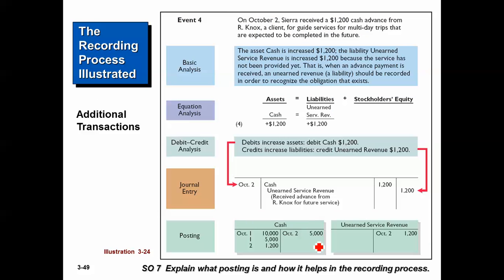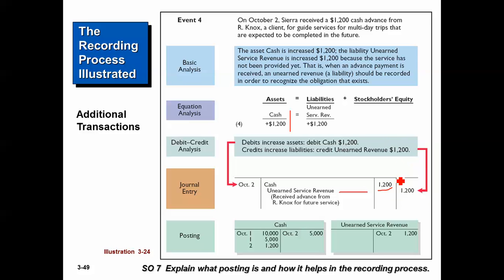So on October 2nd, we received a 1,200 cash advance from a client. Now remember, this is unearned revenue. But our journal entry, of course, cash goes up. It's on this side, plus 1,200. Liabilities went up on this side, plus 1,200. My journal entry, debit cash. Debit's always first. Then credit unearned service revenue, which is a liability account, you recall.